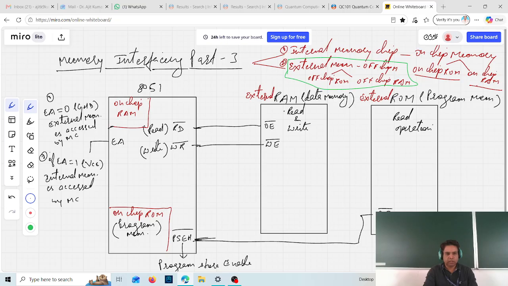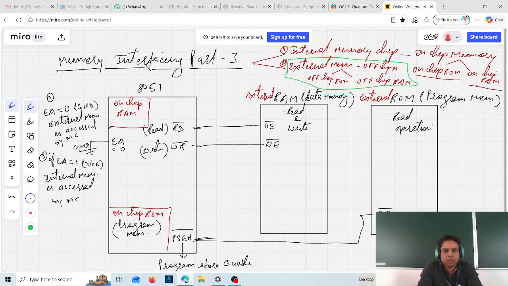The designer has designed this in this way. So let's say we are talking about the external memory RAM and ROM. Then this EA will be connected to ground, GND, that is EA is zero. When this pin EA is connected to the ground terminal, then external memory will be used by the microcontroller. Similarly, if EA is connected to VCC, some 5-volt source, then the internal memory chip will be accessed by the microcontroller. This is how external and internal memory operation are differentiated.